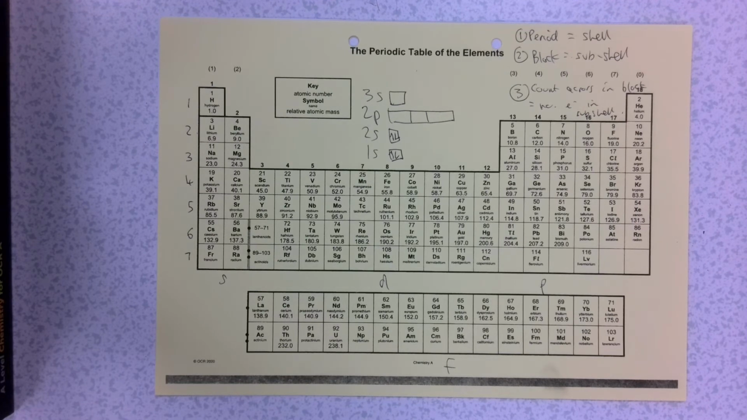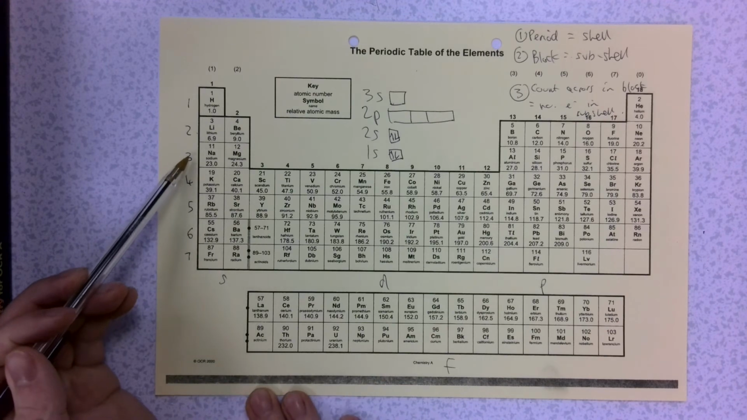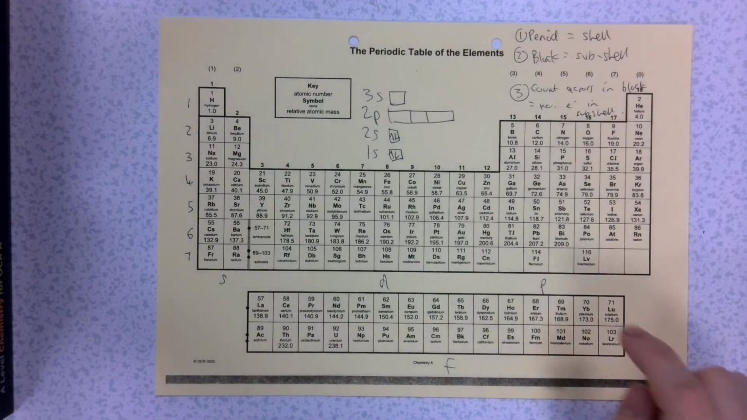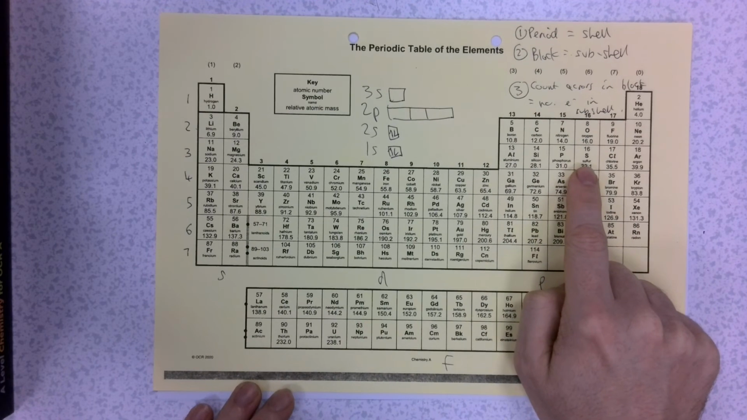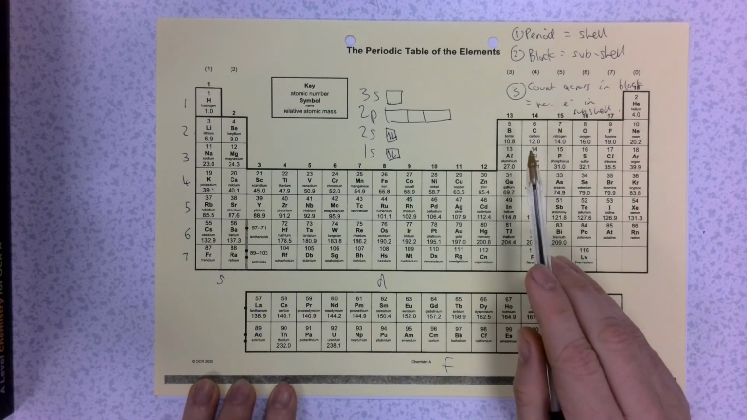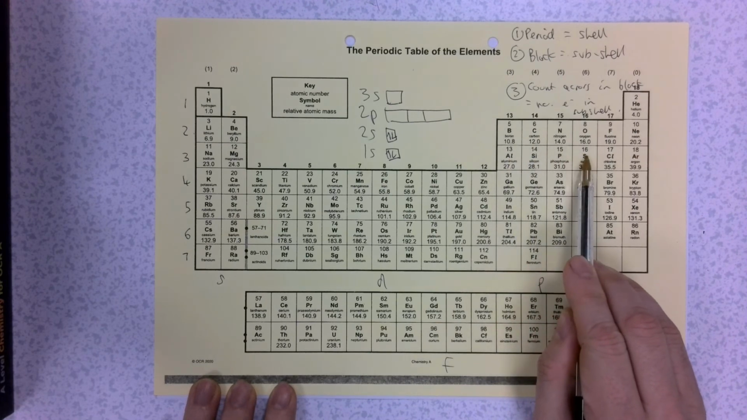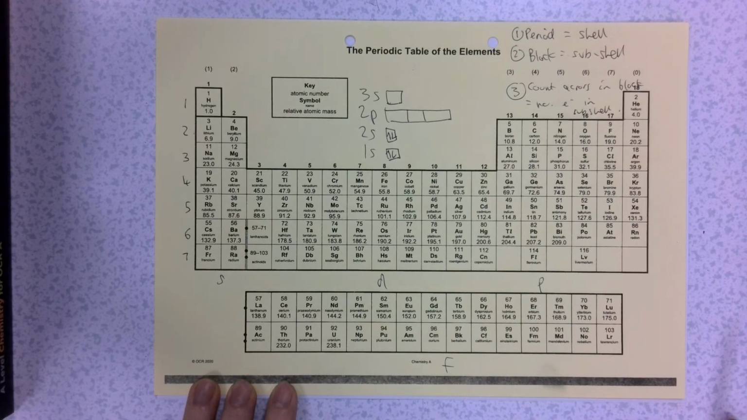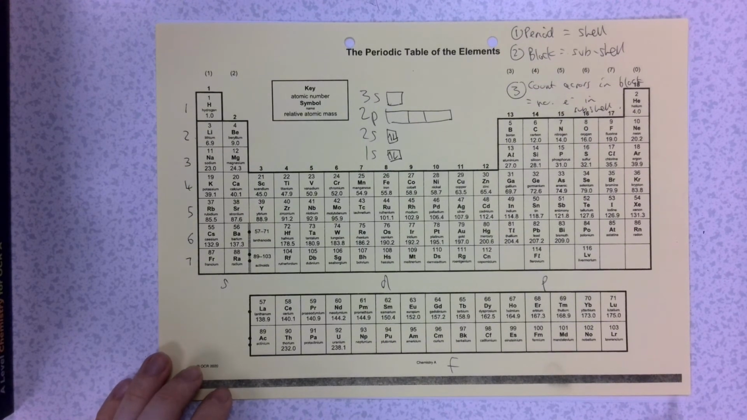Let's try another one. How about sulfur? Pause the video. Welcome back. So sulfur is in period 3. So sulfur's outermost electron is in shell 3. Sulfur is in the p block, so sulfur's outermost electron will be in a p subshell. And sulfur is 1, 2, 3, 4 across in the p block. Therefore, sulfur has 4 electrons in 3p.